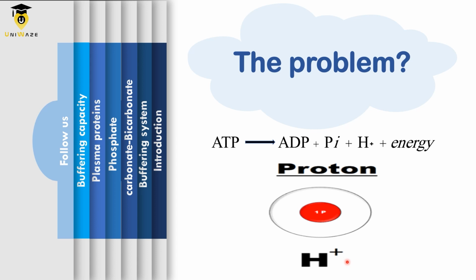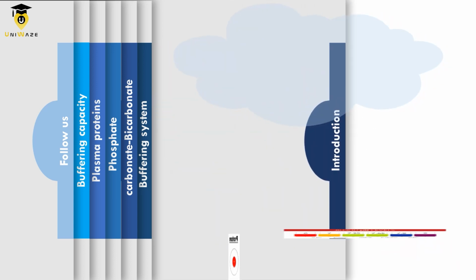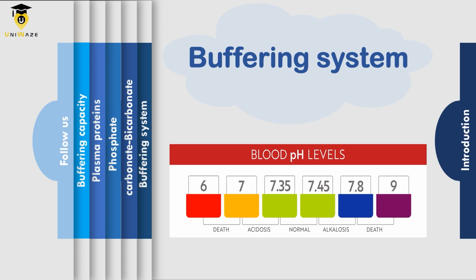We know that the body must maintain a stable pH in order to function properly. So this is when buffering systems do their job. What is buffering system indeed? pH of blood and extracellular fluids is in the range of 7.35 to 7.45. This range is biologically important, so it should be maintained.